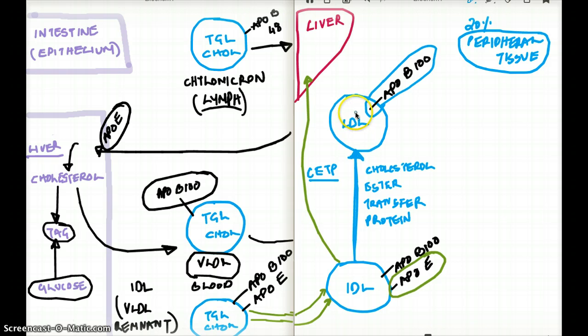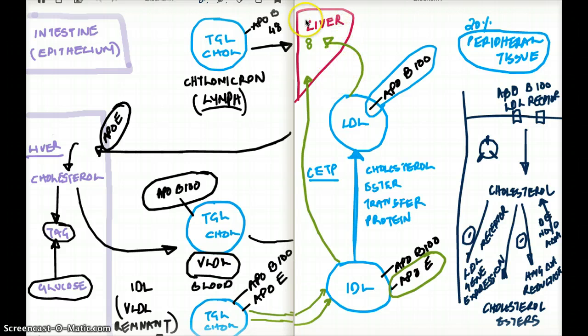Now, this LDL is going to divide its cholesterol into two compartments. 80% of this cholesterol is going to go to the liver again, and 20% is going to go to the peripheral tissue. So the 80% that is going back to the liver, how is it doing that? It does not have ApoE. How is this cholesterol ending up in the liver? That's because liver has this ApoB100 receptor. It recognizes this receptor and binds to it. Once it binds to it, it takes up that cholesterol inside the liver.